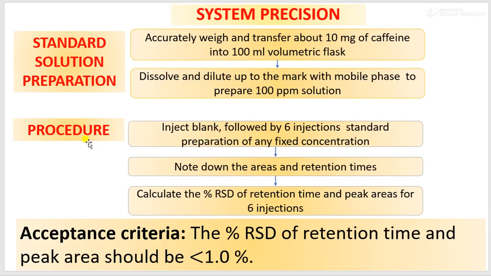The procedure is to inject blank, means mobile phase, followed by 6 injections of 100 ppm caffeine solution. For all the 6 injections, note down area and retention time. Calculate percentage RSD of retention time and peak area for all 6 injections. What is the acceptance criteria? The percentage RSD of retention time and peak area for all 6 injections should be less than 1%.